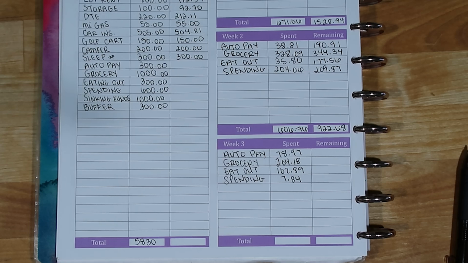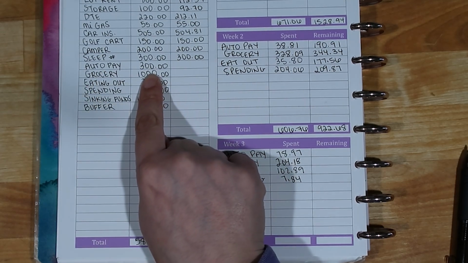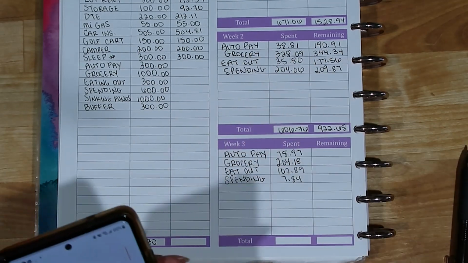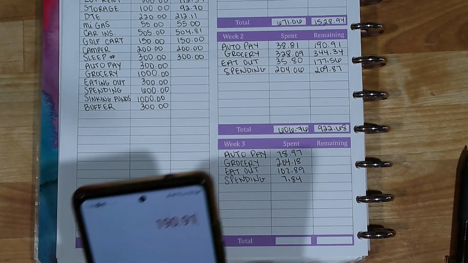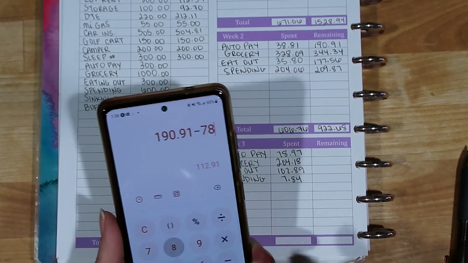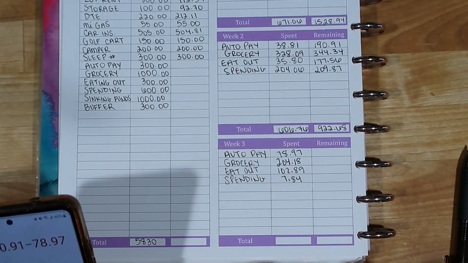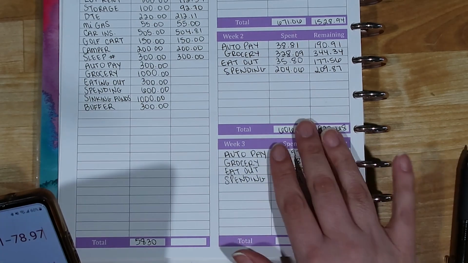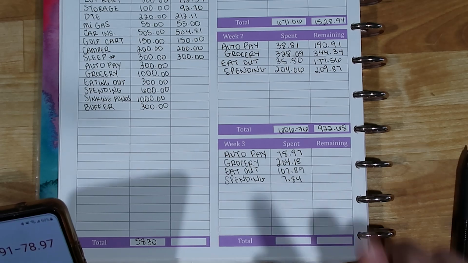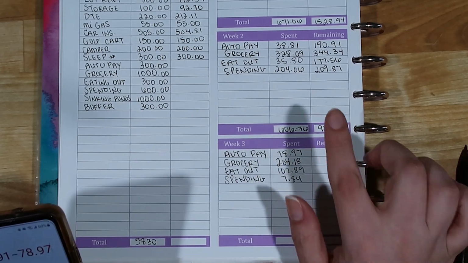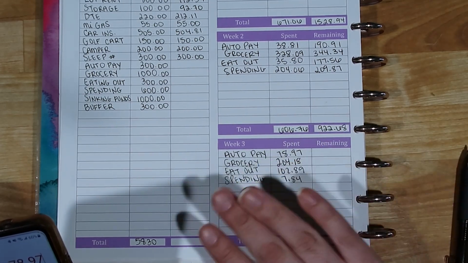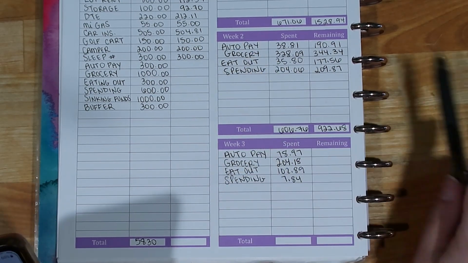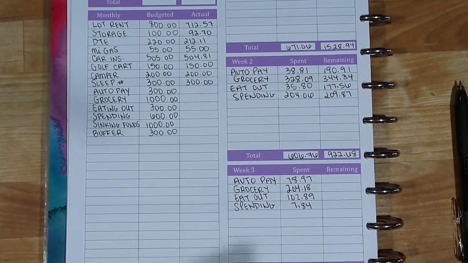So we started out the month with an auto pay budget of $300, as you can see here. At the end of last week, we had $190.91 remaining. This week, we spent $78.97. And actually, now that I think about it, before I do this, last week when I filmed my budget, one of you made a comment saying that I made a mistake somewhere. So let me double check and see what I did there and correct anything I need to correct. That's why I always write in erasable pens, because I make a lot of mistakes.